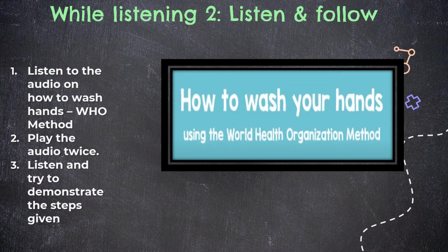How to wash your hands using the World Health Organization's method. Hi friends, this is how to wash your hands. Step 1. Wet your hands. Remember friends, we want to wash our hands for at least 20 seconds to make sure we get rid of all of the germs. Step 2. Use enough soap to cover both hands entirely.